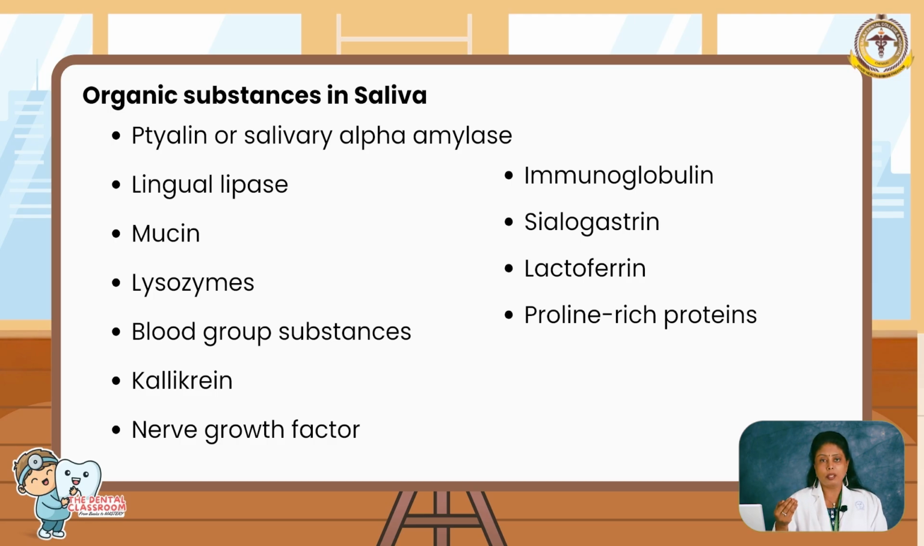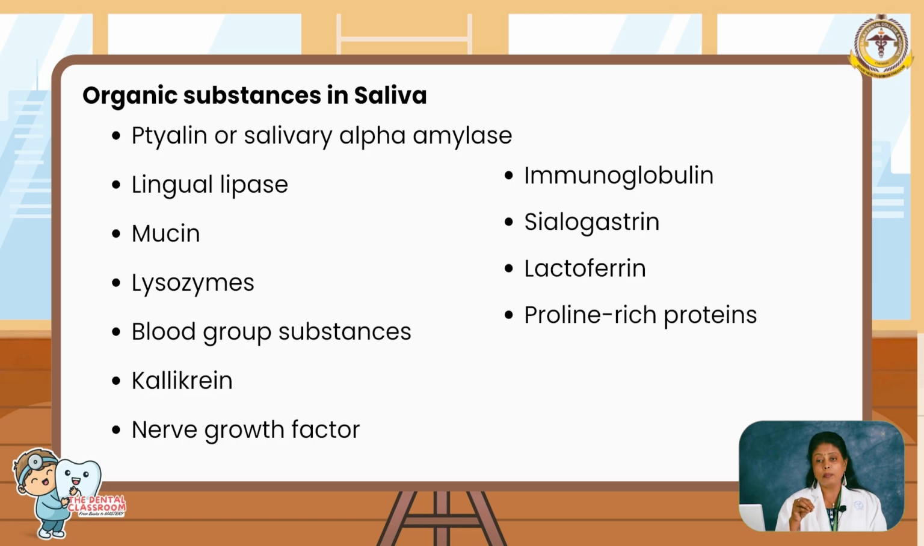Salivary alpha amylase, also called ptyalin, is involved in carbohydrate digestion which starts in the mouth, but it will be completed only in the duodenum. Lingual lipase is involved in the digestion of the triglycerides present in the food. Mucin acts as a lubricant.